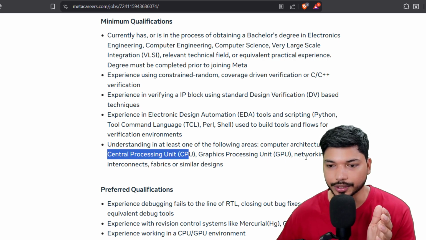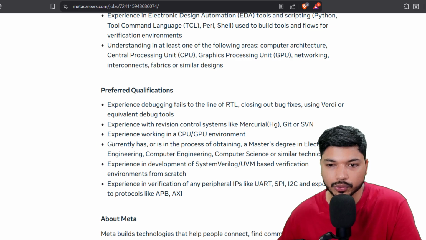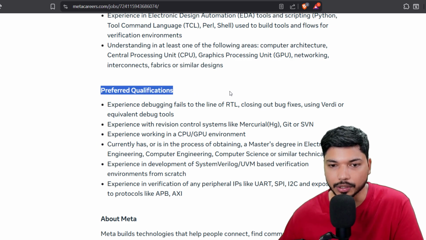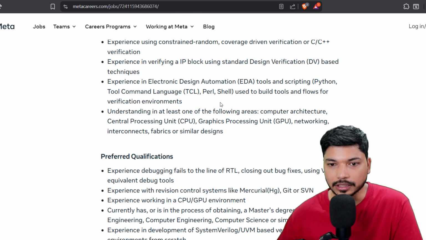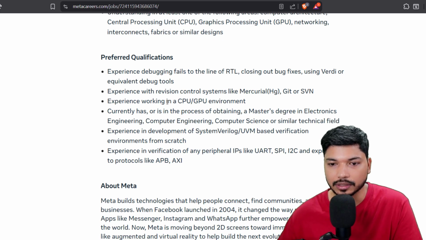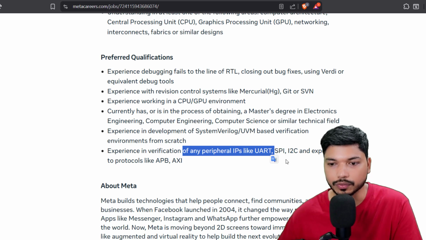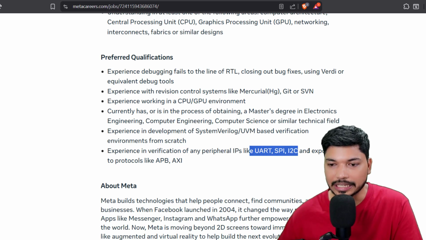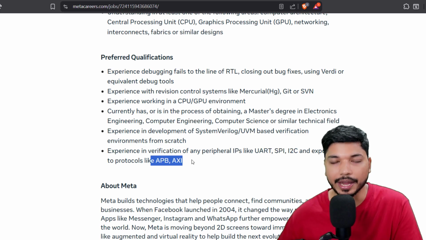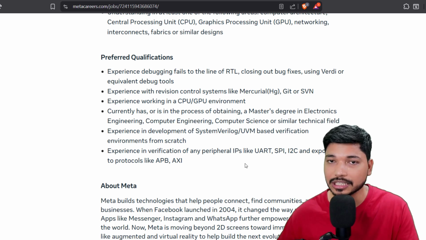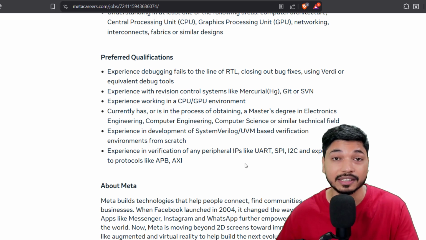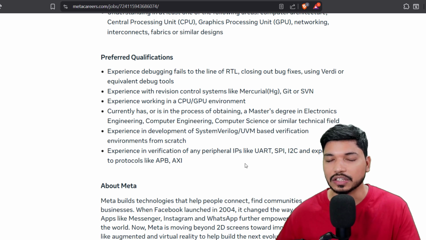And here when you scroll down, you will see the preferred qualifications. Other than this, if you have knowledge of UVM, SystemVerilog and the protocols which I talked about, UART, SPI, I2C, and protocol exposure like APB and AXI, and you have these protocols in your resume, then the chances will be very, very high. So make sure to add these in your resume.